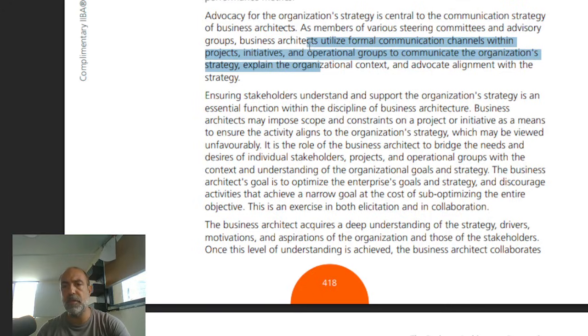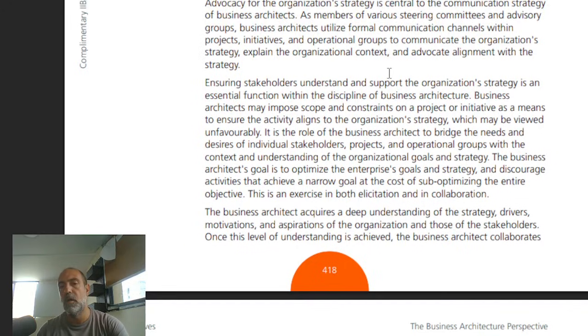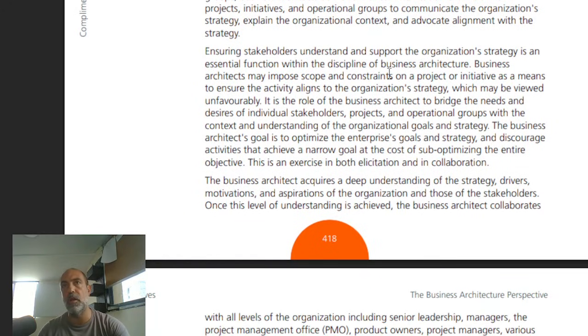As members of various steering committees and advisory groups, business architects utilize formal communication channels with projects, initiatives, and operational groups to communicate the organization strategy. Make sure you're doing all these things formally, not informally, because ultimately you're documenting, and you're documenting in the form of an architecture. So you need to document properly in order to architect properly.